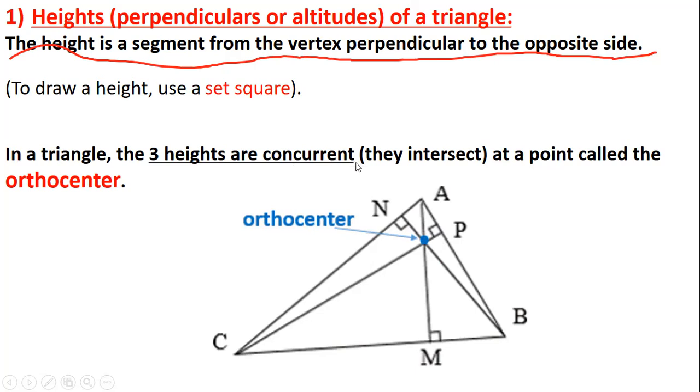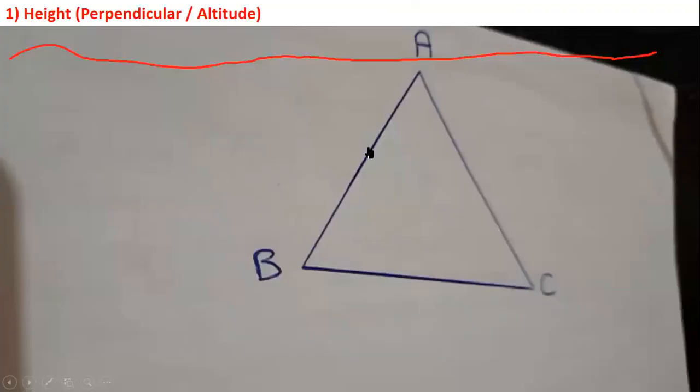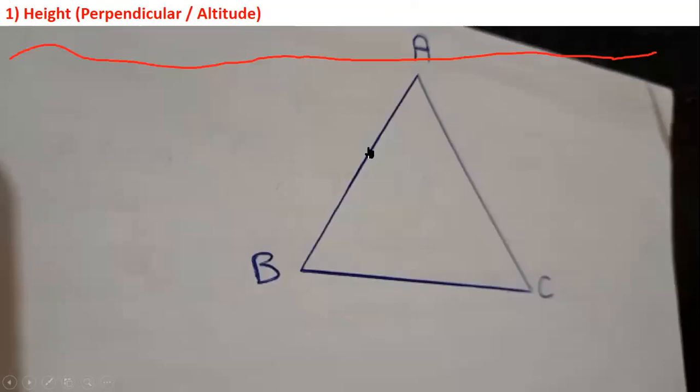This word is very important. What do we mean by concurrent? Concurrent means they intersect at a point called the orthocenter. Let's watch together this video.